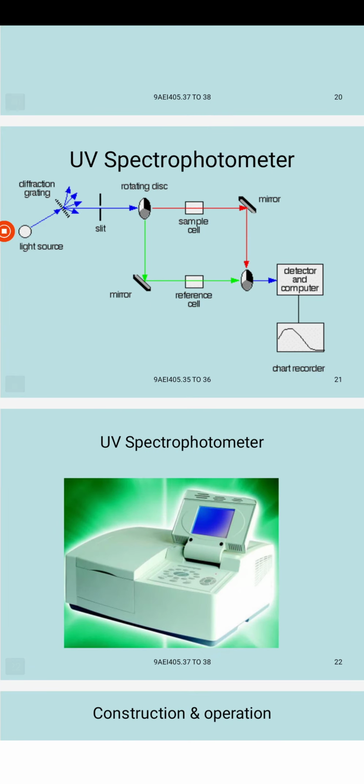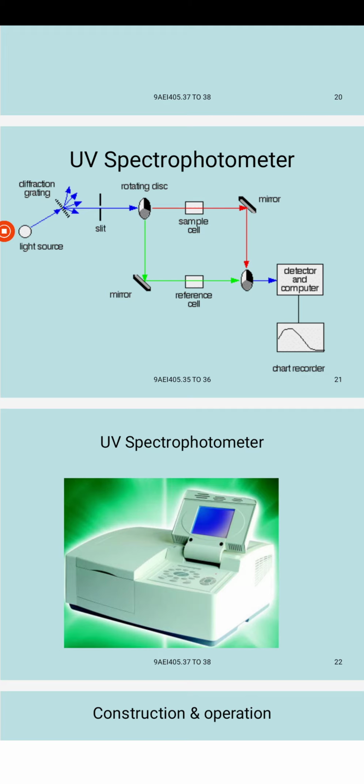The block diagram of UV spectrophotometer. It consists of a light source, that may be a deuterium lamp. The radiation energy generated from this deuterium lamp is focused onto the diffraction grating, where different wavelengths of light are deflected at different angles. The particular wavelength selected energy passes onto the rotating disc through the entrance slit.